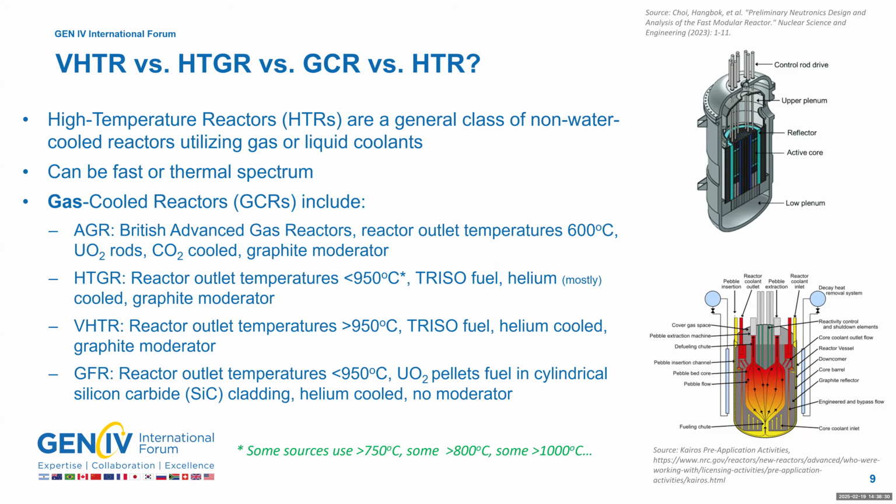So they are characterized by TRISO fuel form and then mostly helium cooled. Some nitrogen has been suggested before as well. And then, of course, graphite moderator. VHTR, the only real difference there is it targets the really high outlet temperatures, let's say above 950 C, 1,000 plus. And then GFR, a gas-cooled fast reactor, is a similar system to the HTGRs, of course, less than 950 C. The fuel form is different, UO2 pellets in silicon carbide cladding. Helium cooled, of course, but as the name implies, it does not have the graphite moderator, right? So this is kind of the family overview.